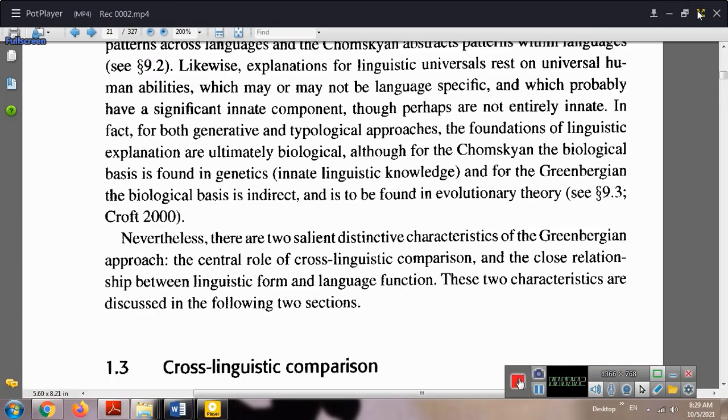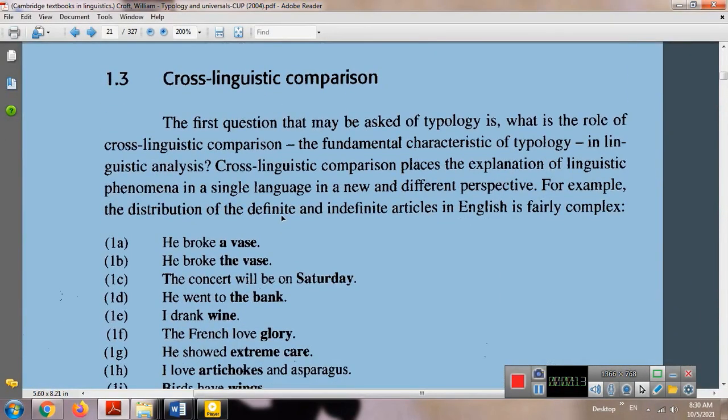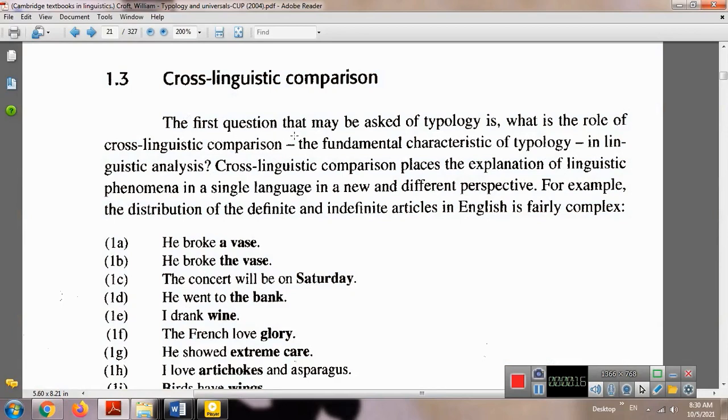In the name of God, in this session, we want to talk about cross-linguistic comparison and its problem. The first question that may be asked of typology is, what is the role of cross-linguistic comparison? The fundamental characteristic of typology in linguistic analysis. Cross-linguistic comparison places the explanation of linguistic phenomena in a single language in a new and different perspective.